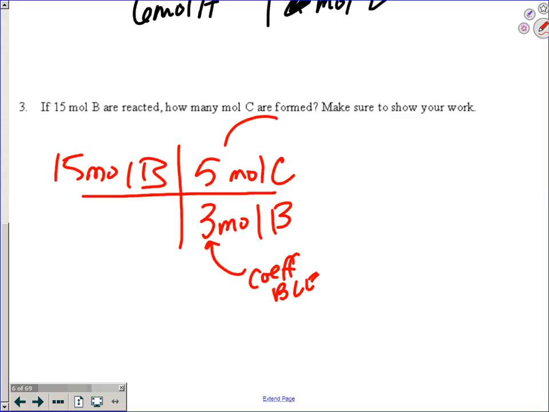The 5 is the coefficient of C from the balanced chemical equation, right? So this is a 3 to 5 ratio. How did you mathematically do it? 15 times 5 divided by 3. We can make this a little easier. What's 15 divided by 3? 5. What's 5 times 5? 25. You don't even need a calculator, right?